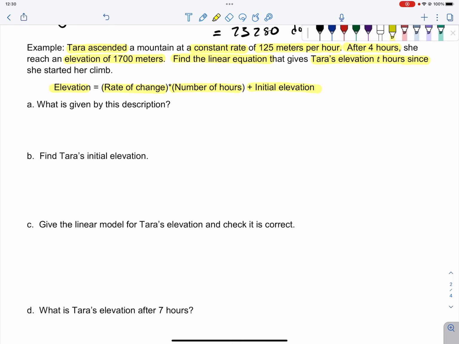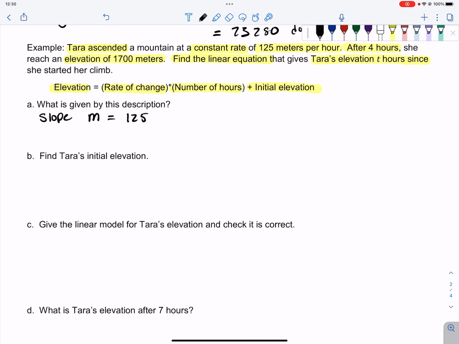And now what I want to do here is take a look at what we have been given so far. Well, we have a constant rate of 125 meters per hour. That constant rate is telling us our slope. So our slope m is equal to 125. And it's a positive 125 because she is going up the mountain.